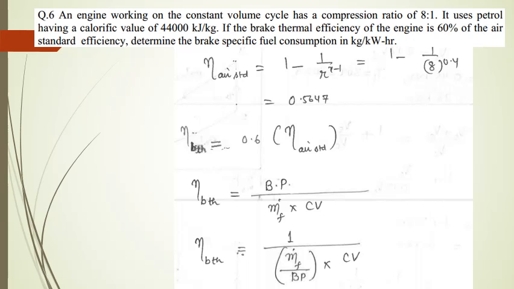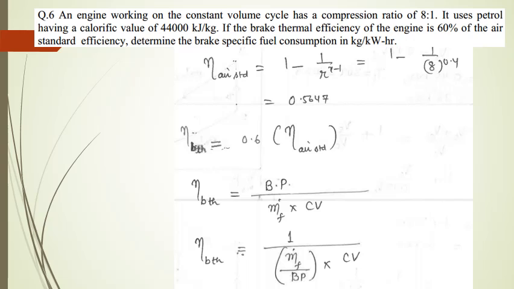Now the air standard efficiency of the Otto cycle is equal to 1 minus 1 upon r raised to the power gamma minus 1, which comes out to be 0.5647. Now brake thermal efficiency is given as 60% of the air standard efficiency, and brake thermal efficiency is equal to brake power divided by mf dot into CV, where mf is the fuel consumption rate in kg per hour and CV is the calorific value of the fuel.